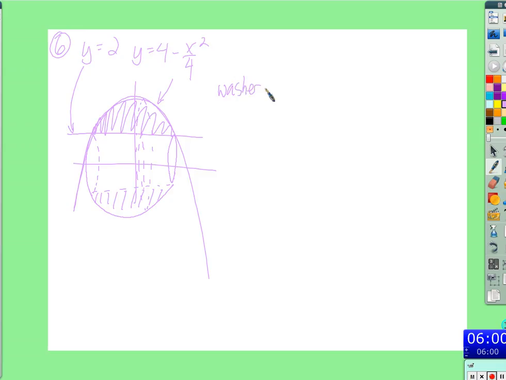All we have to do is look at that washer and color it in so it's a little more visible. It is an olive, and you've got that middle piece missing.